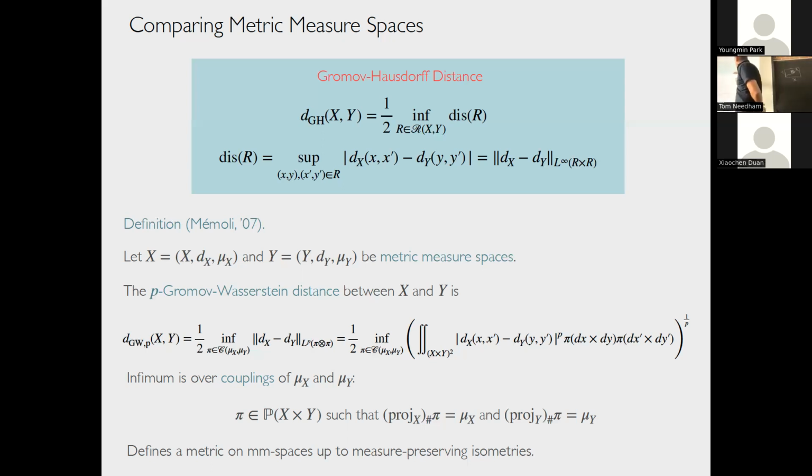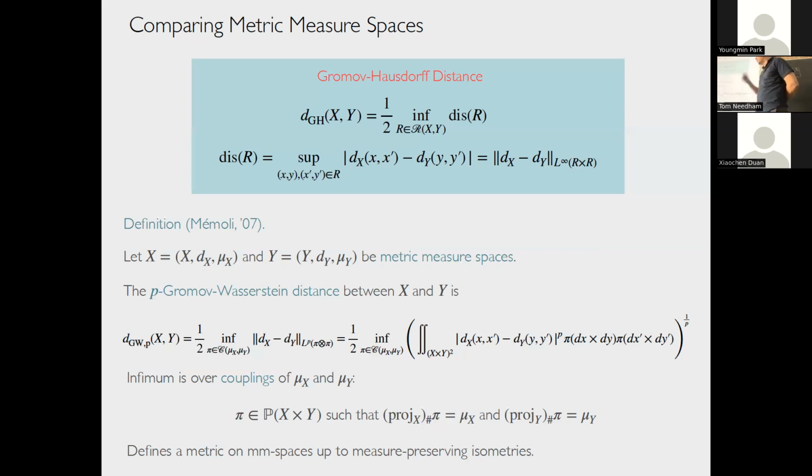So indeed, I replace this L infinity norm with an LP norm. I replace correspondences with something like weighted correspondences. I'll explain exactly what that is in a second. But then I get this notion of Gromov-Wasserstein. If you want to write out what this is explicitly, it's this nasty looking quadruple integral.